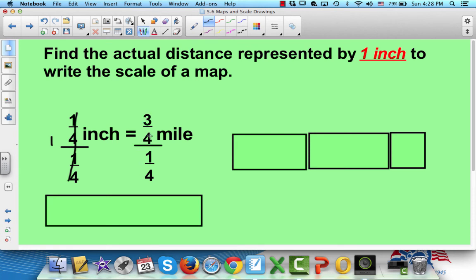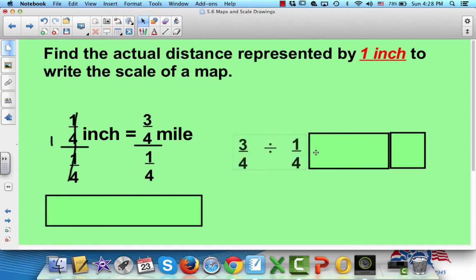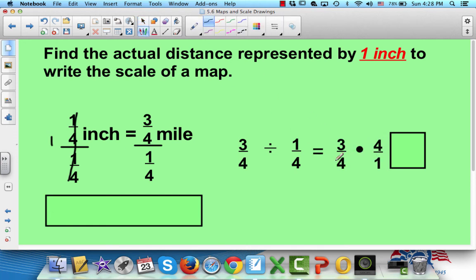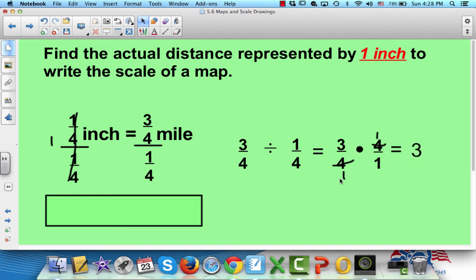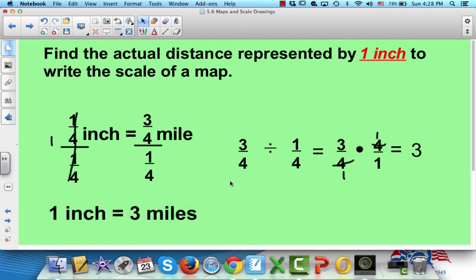And then we just got to divide 3/4 by 1/4. So we come over here and we go 3/4 divided by 1/4. That means you invert it and multiply. So it's 3/4 times 4 over 1. The 4s, 4 goes into 4 one time, 4 goes into 4 one time. So that leaves us with 3, because 3 times 1 is 3 over 1. So our scale is 1 inch equals 3 miles.